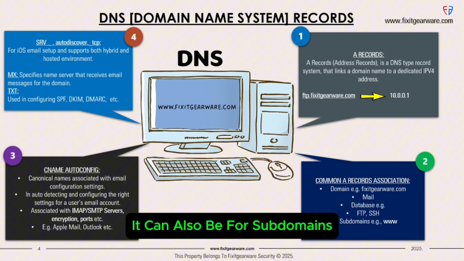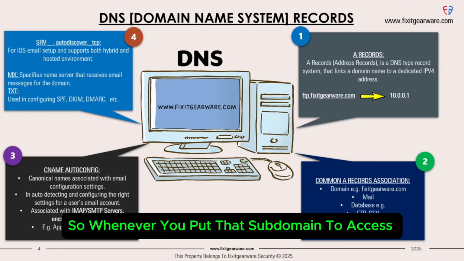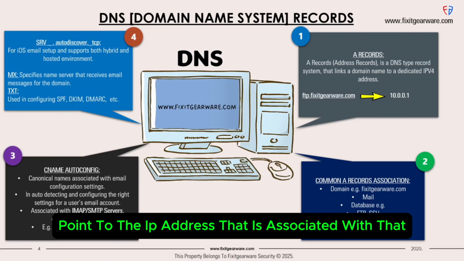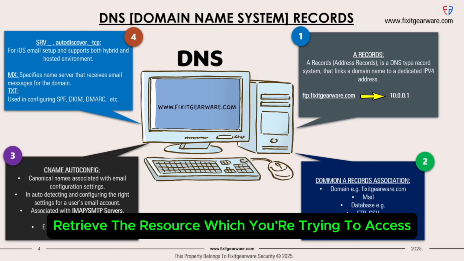It can also be for subdomains. Let's say we have www.FixitGearWare.com. So whenever you put that subdomain to access FixitGearWare.com, the A record will point to the IP address that is associated with that domain name, and of course retrieve the resource which you're trying to access.